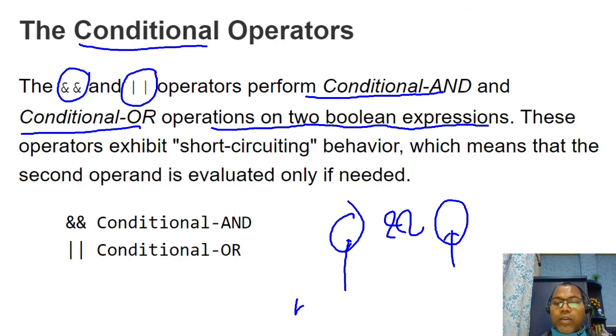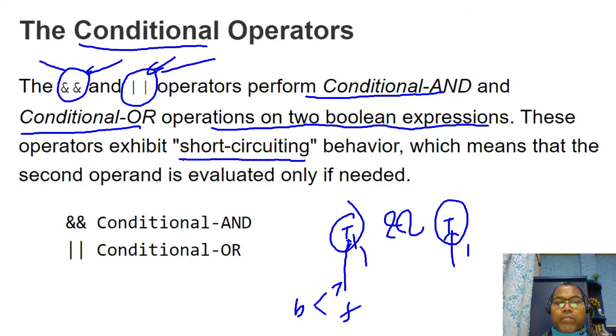Boolean has two values, true or false. So be noted, these operators work only on the boolean data types. Left hand side is also boolean, right hand side is also boolean. Sometimes these operators are known as short circuit operators as well. If someone asks what the short circuit operators in Java are, these are the operators: conditional AND and conditional OR.